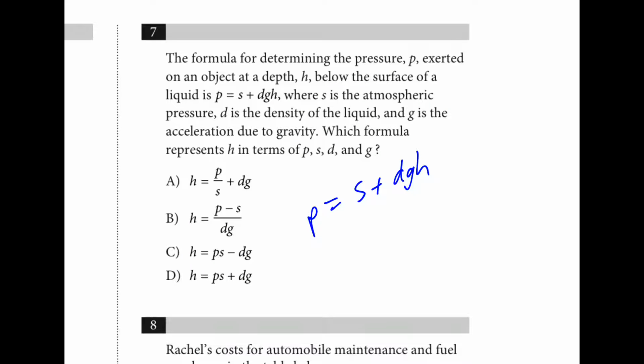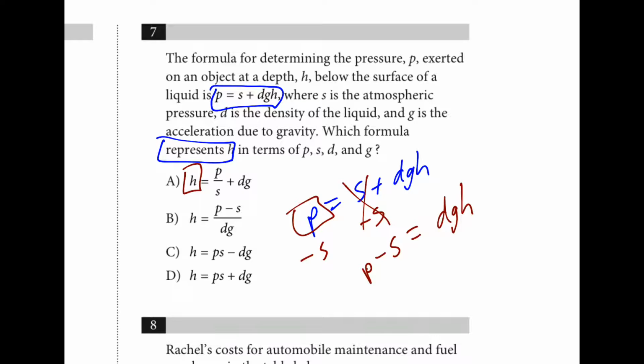So number 7, there's a lot of words there, but pretty much this is my formula, and I want to find out what represents h in terms of all the other variables. So I start off with p is equal to something, and at the end I want h is equal to something. So everything that's not an h here, I'm going to move to the other side. So I'm going to subtract s from both sides, and this gives me p minus s is equal to dgh. And then I'm going to divide both sides by dg. And I'm left with p minus s divided by dg.